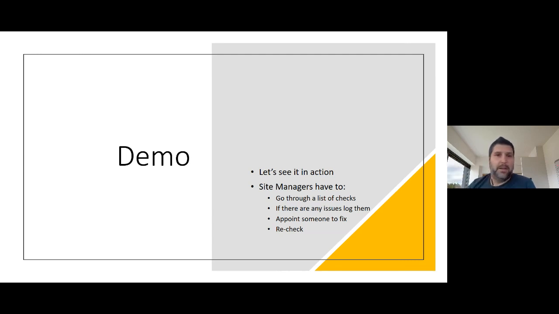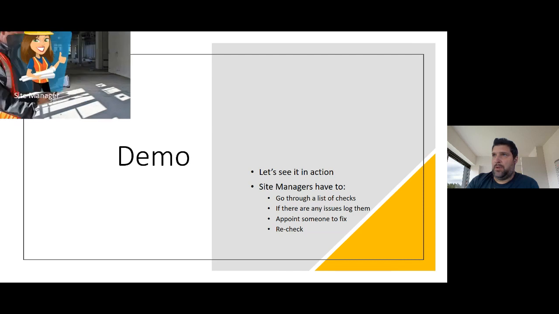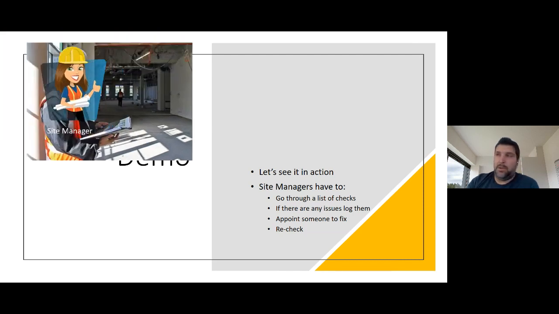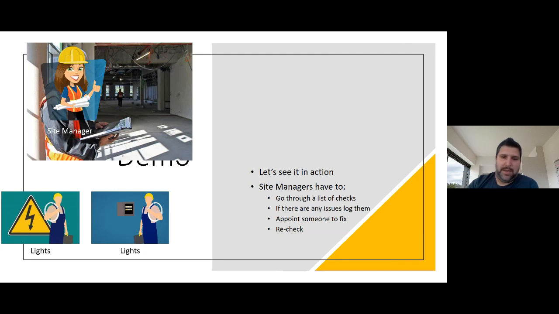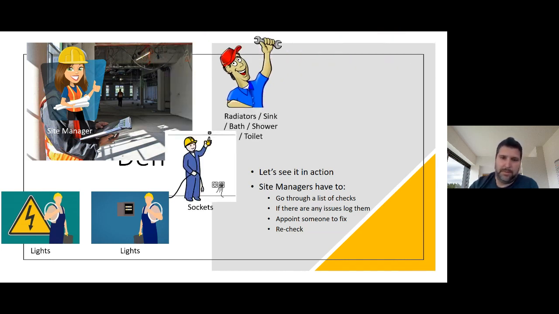When you have a Power BI report, obviously you can see data about it, but you can't add anything. So this is what we're going to do. We're going to have a site manager going on site, and if there are any issues with the lights, they are able to put some notes and call the electricians to check the sockets or the plumbers. Enough with the slides. Let's actually move to the Power BI report.